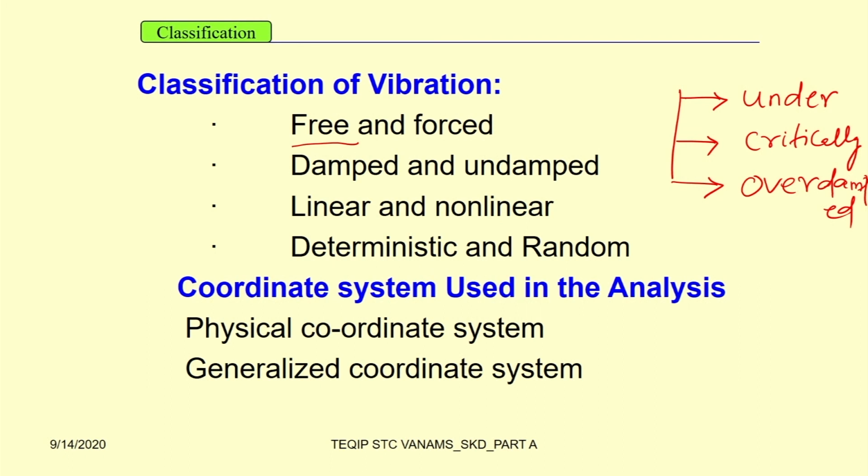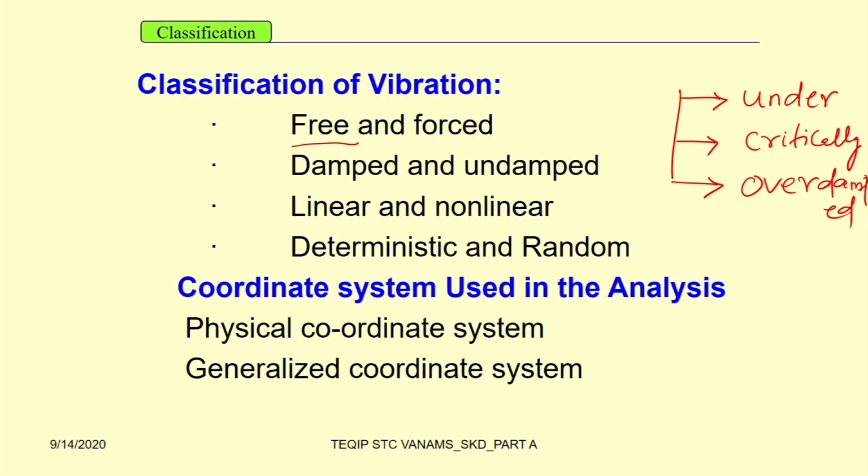Similarly, we can divide the system into a linear system or a nonlinear system. We will see how we can distinguish between the linear and nonlinear system, particularly the superposition rule can be used to distinguish the linear and nonlinear system. We may also have a deterministic system and a random system.